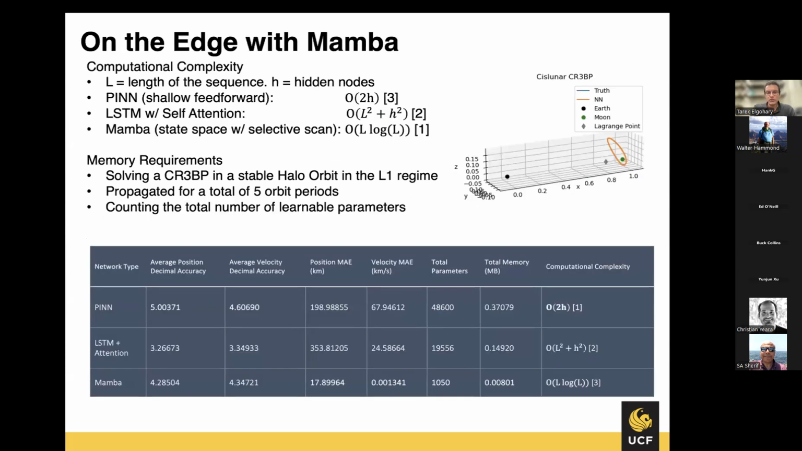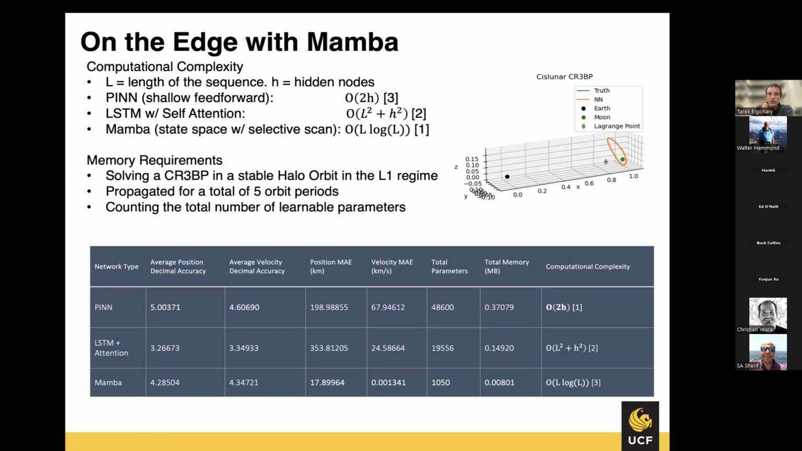So for this, we're testing propagation. What you see here is a cislunar orbit. Here we have PINNs, which is a physics-informed neural network, a shallow feed-forward network, LSTM with self-attention, and Mamba. And this is all the computational complexity that comes with training and network representation. This is a stable halo orbit in L1. We propagate this for 5 orbital periods.